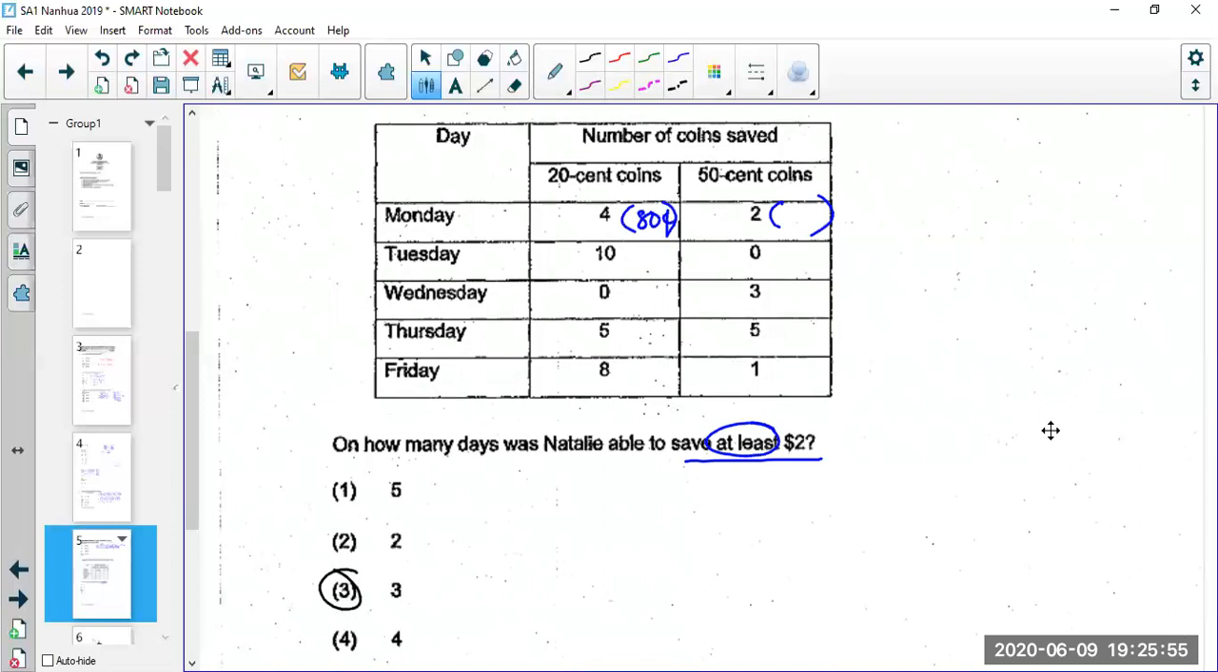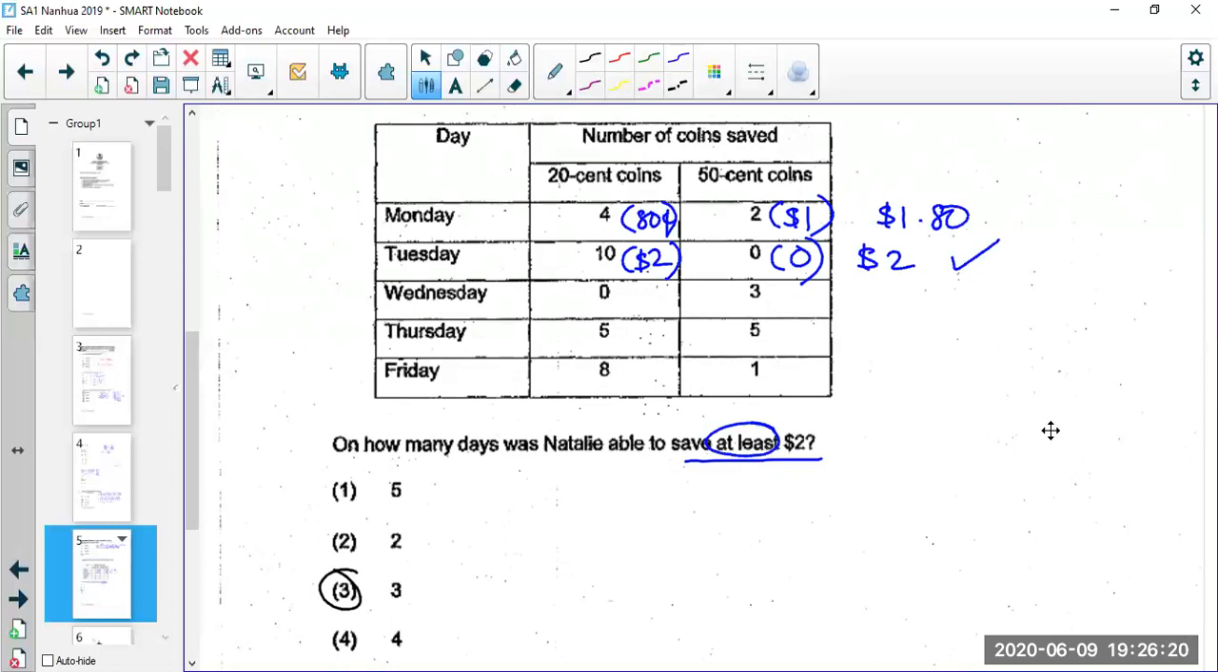And then there are 2 50 cents. That'll be $1. So $1.80, right? Add together, $1.80. Then you have 10 20 cents. That will be 10 times 20. 10 times 20 is 200 cents. Then 0 50 cents. Nothing, right? Nothing. So how much is that? $2. So this is counted, right? That is 1 day. He saved at least $2, right?